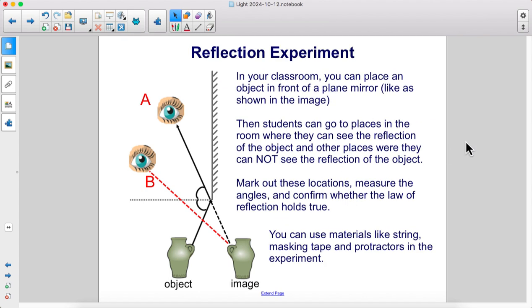In your classroom, you can place an object in front of a plane mirror, like as shown in the image. Then students can go to places in the room where they can see the reflection of the object, and other places where they cannot see the reflection of the object. Mark out these locations, measure the angles, and confirm whether the law of reflection holds true. You can use materials like string, masking tape, and protractors in the experiment.